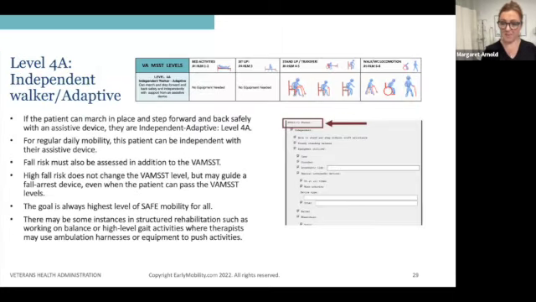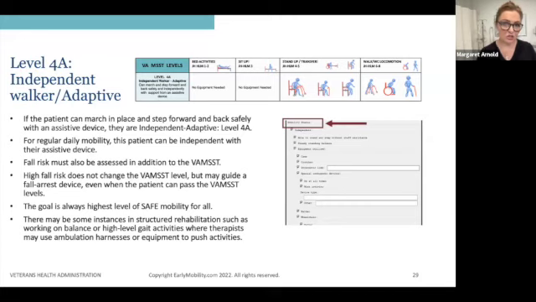A level 4A patient can do sitting, stretch and point, standing, stepping with an assistive device, and they are safe and independent with their device. For regular daily mobility, they can use their device independently.